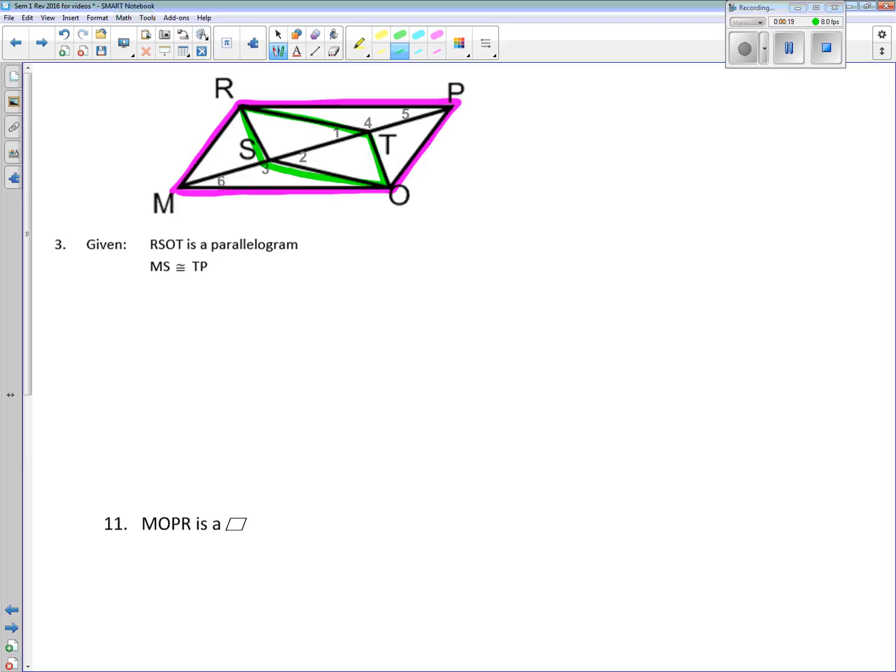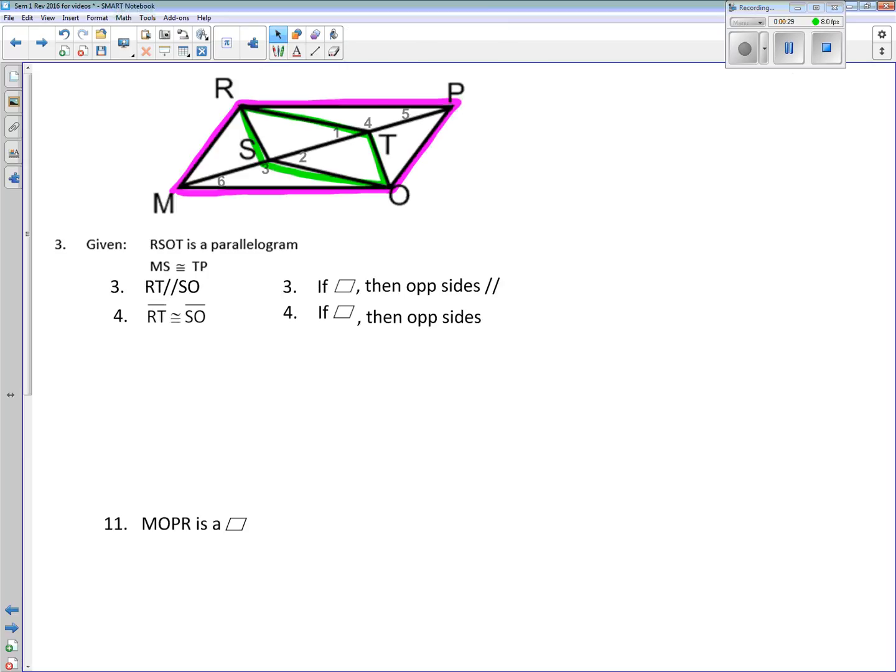So now, what it tells us, that RSOT is a parallelogram, tells us a couple things. It tells us, one, that its opposite sides are parallel, and they're also congruent. Okay, so that's helpful. How that's helpful is that if these are parallel, that means that we'll have alternate interior angles that are congruent. In this case, we have angle 1 and angle 2. It also means that those two segments are congruent.